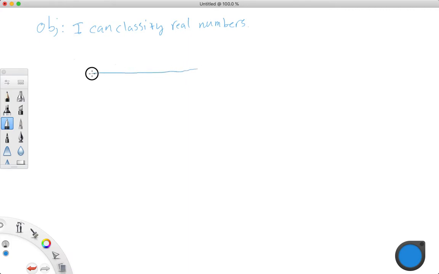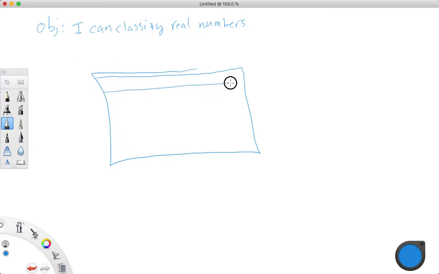But we're going to just make a box. And some of you have seen this before. Apparently I can't make a box. Some of you have seen this before. We did go over this last year, and I went over it with one class this year. So we have this box, and everything in the box is a real number.